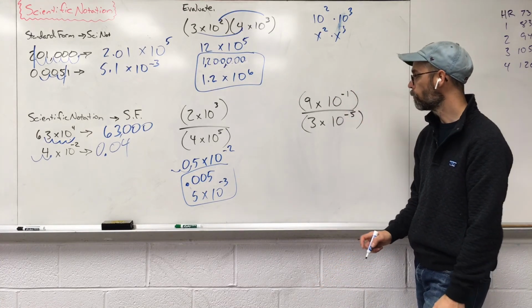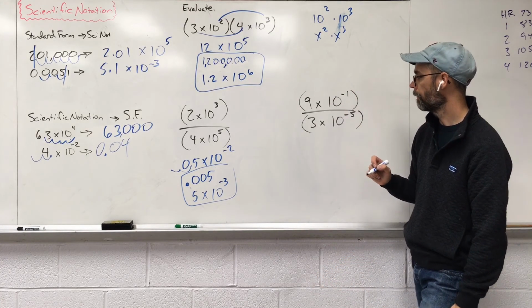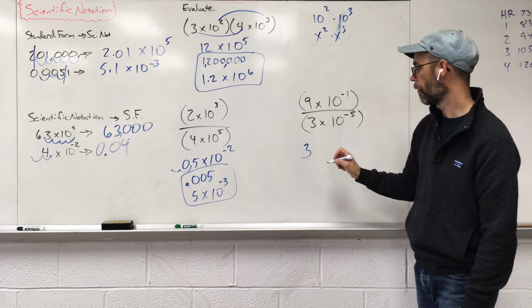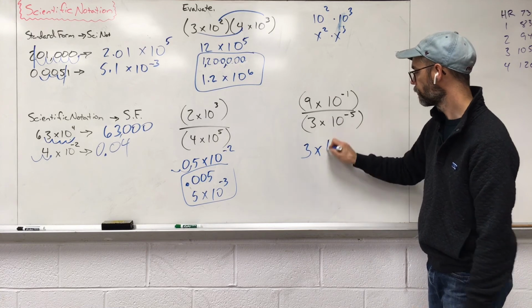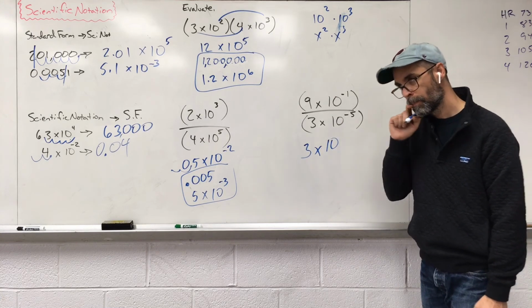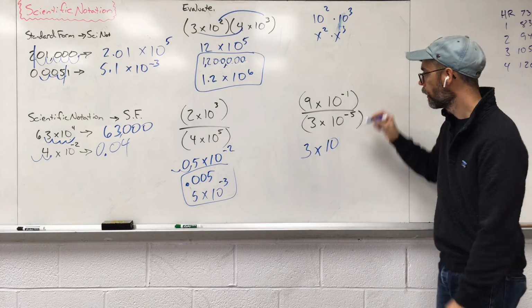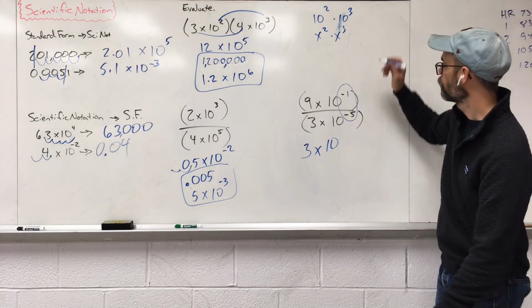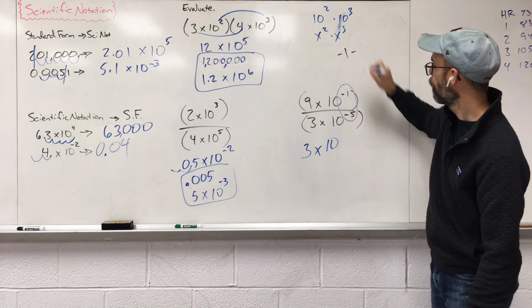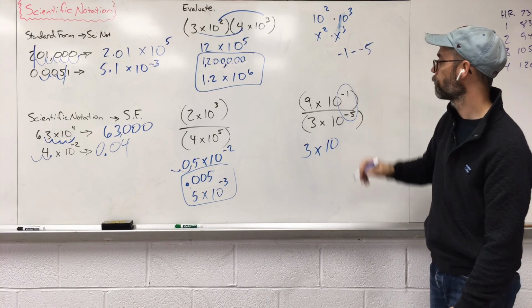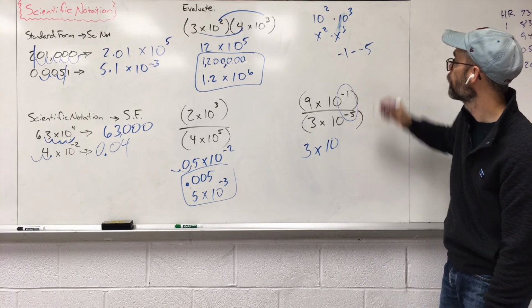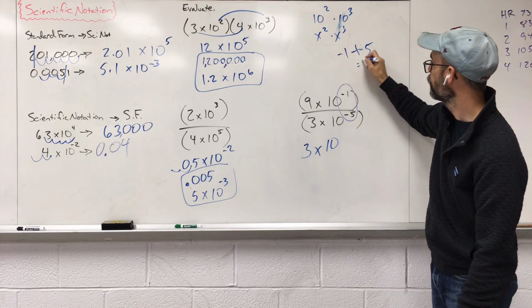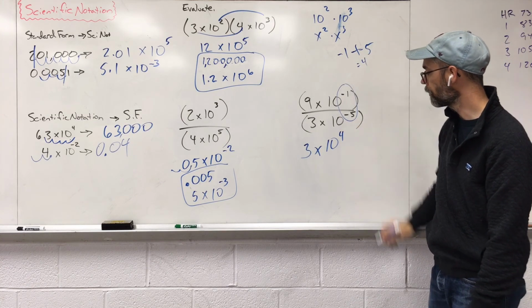And let's do one more. This time we're going to be dealing with a lot of negatives here. So 9 divided by 3, 3 times 10 to the power. So we have to do a little bit of work here. We need to subtract these, but there's negatives all over the place. So what we're going to do is say -1 minus -5, because remember, subtract the two numbers. Negative is a positive. 5 minus 1 gives me a 4. My exponent's 4 now.